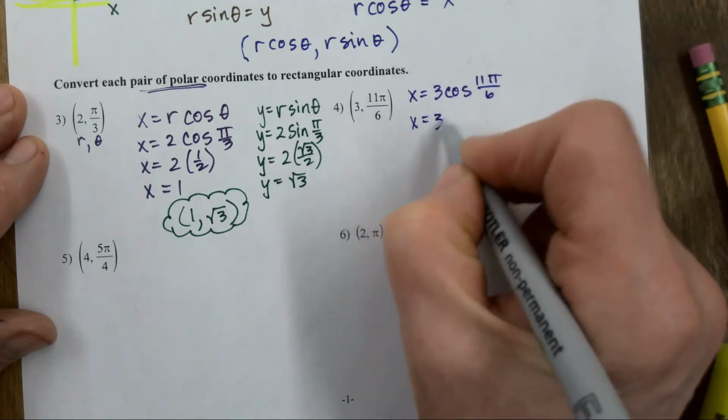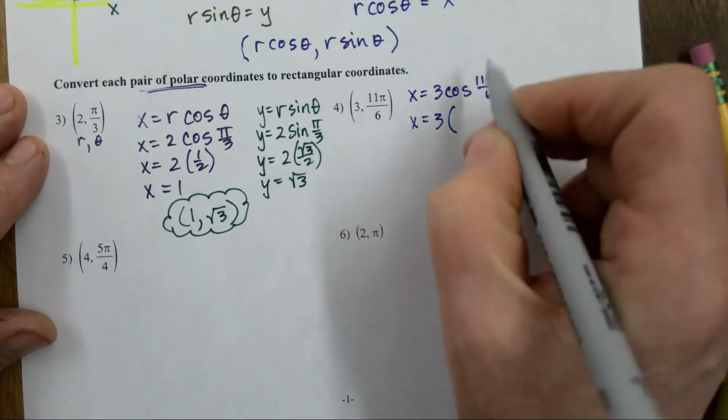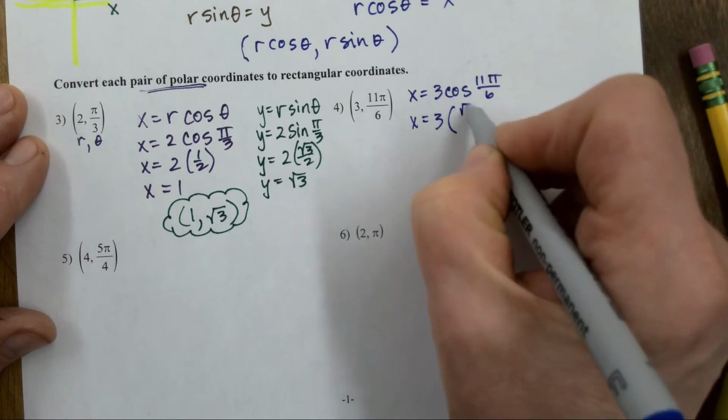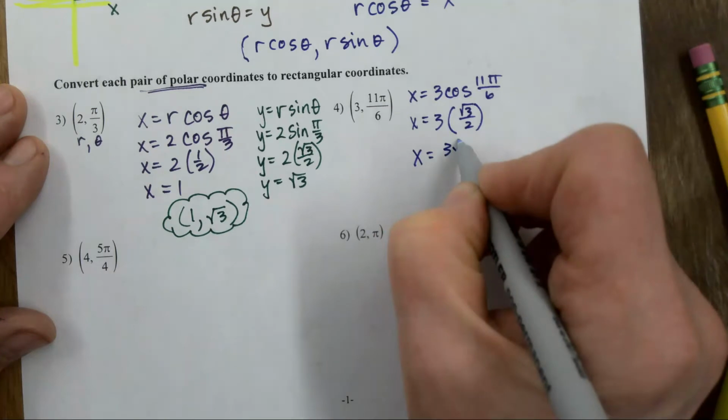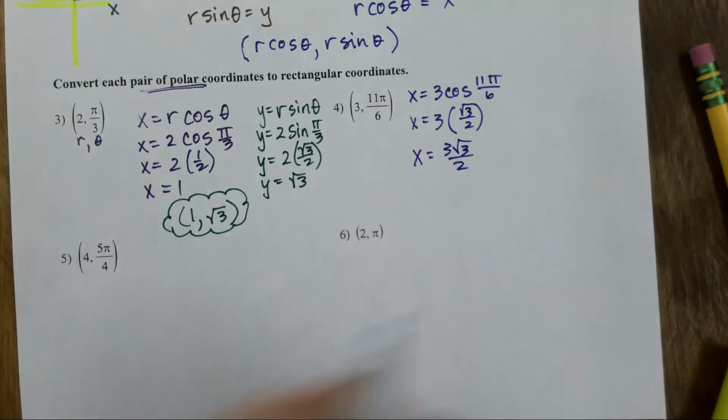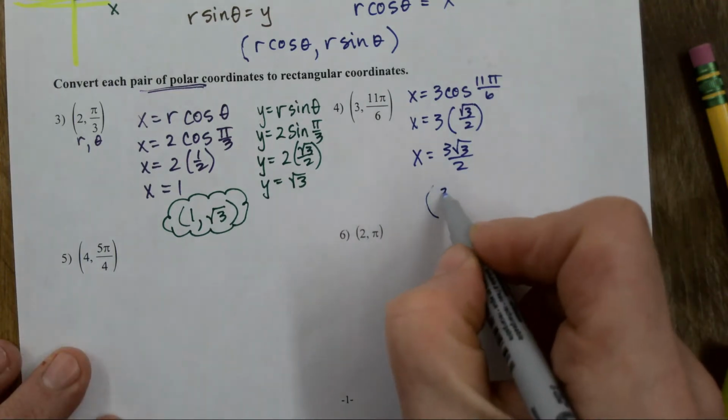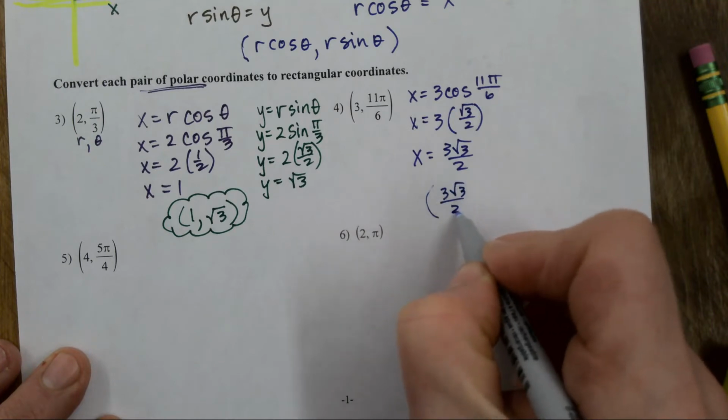X is 3 times cosine of 11 pi over 6, which is positive square root of 3 over 2. So x is 3 times the square root of 3 over 2. Not a pretty answer, but we don't judge. I'll take it. I'm fine with it. That's my x. So my x coordinate is 3 times the square root of 3 over 2.